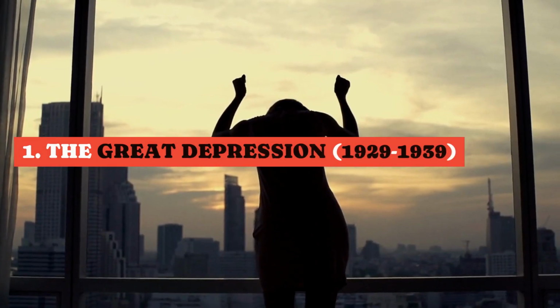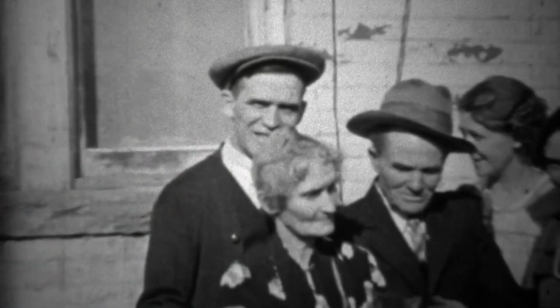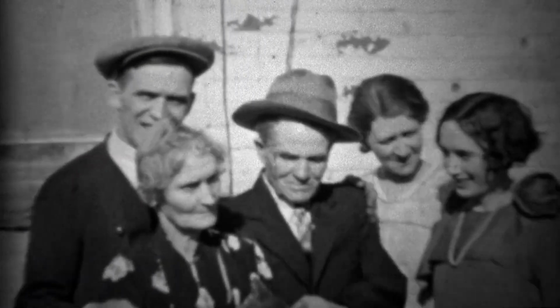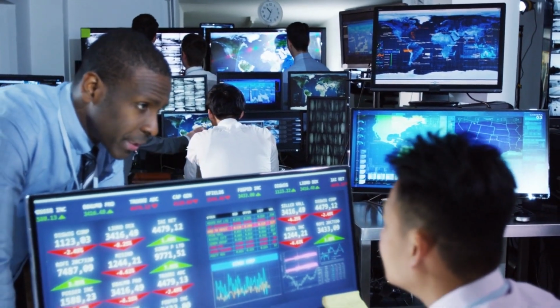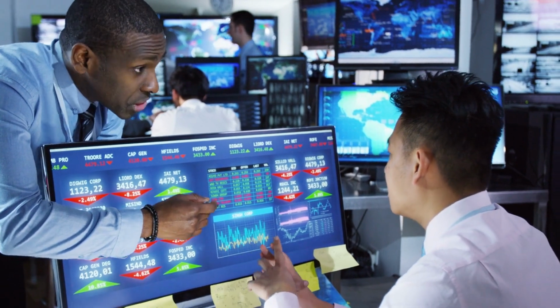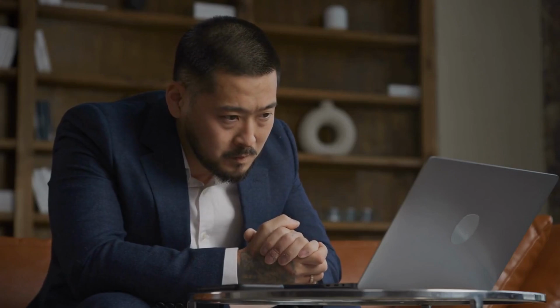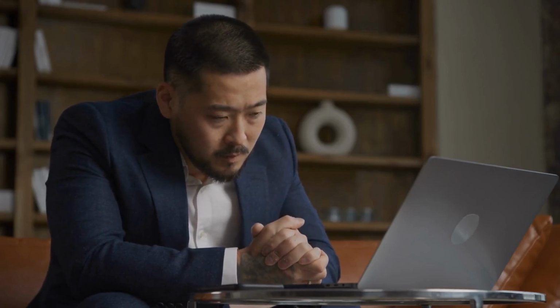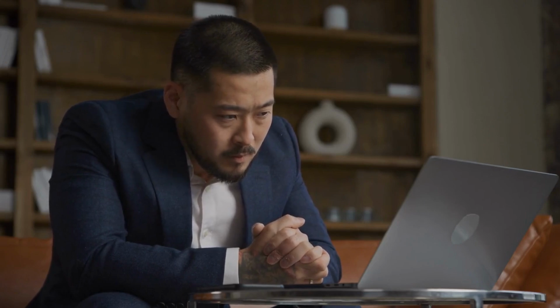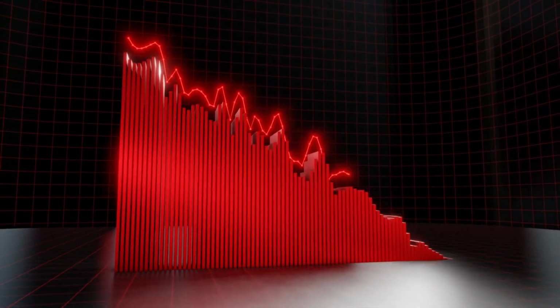1. The Great Depression, 1929 to 1939. The Great Depression remains one of the most severe global economic downturns in history. Triggered by the 1929 stock market crash in the United States, it rapidly spread to economies worldwide, deepening the economic crisis. The primary causes of the Great Depression were excessive stock speculation, a lack of regulatory oversight in the financial sector, and unequal wealth distribution, which contributed to an unsustainable boom in the 1920s.